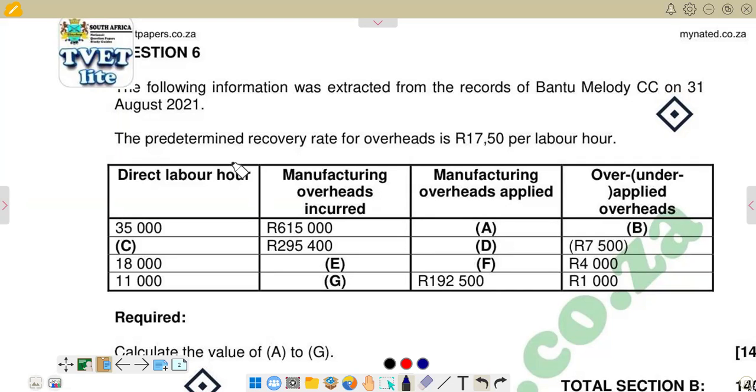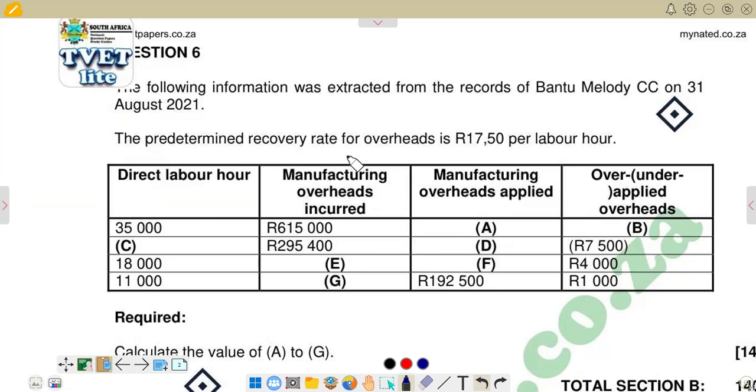In this video, we want to look at question 6 of the question paper of November 2023. This is the last question of that question paper. So we are going to look at missing figures, whereby we are going to calculate missing figures from A to G. So the question is: the following information was extracted from the records of Manuel CC on 31 August 2021.